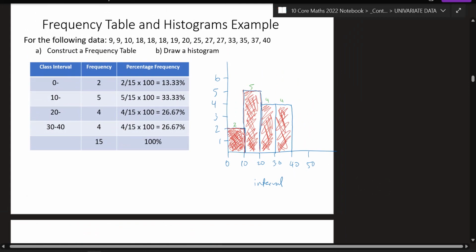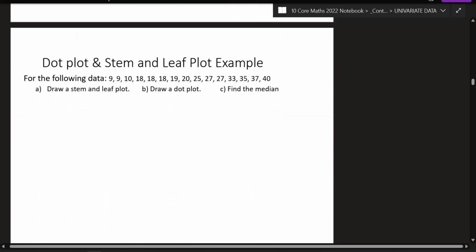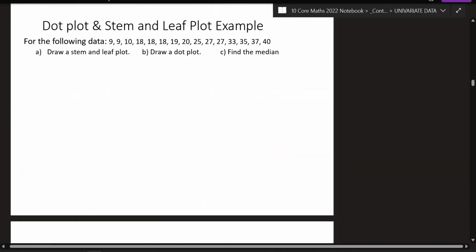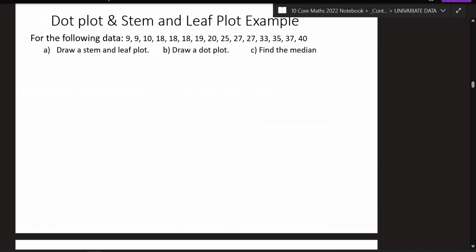Okay, let's do a couple more, and then we'll get into it. Yeah, we won't do that one. Okay, cool. Stem and leaf plots. Okay, let's do this one. Let's do the stem and leaf plot here. So you've got data there. There's your data. Let's put it into a stem and leaf plot.